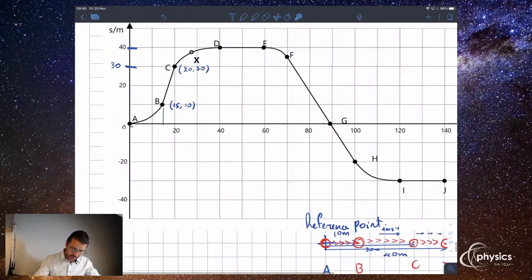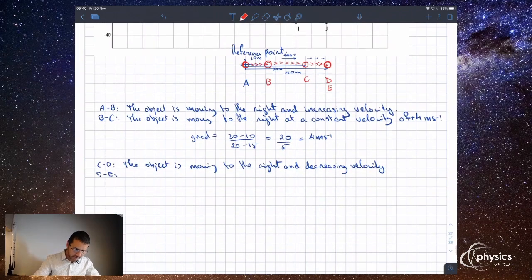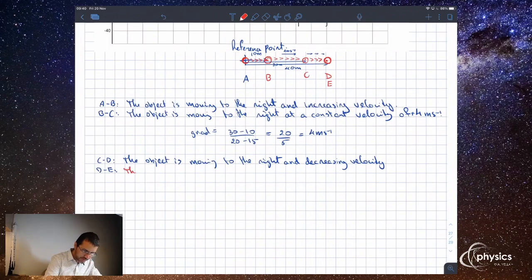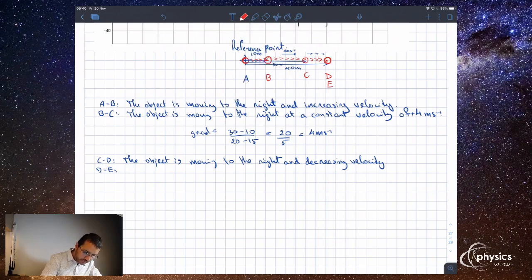Ma ċaqlaqx, proset. So from D to E, the object didn't move. It remained at the same position because it was at 40 meters and it remained at 40 meters. So in this case, I can say the object is at rest. Jew inkella tistgħu tużaw il-kelma wkoll stationary, both of them are correct.